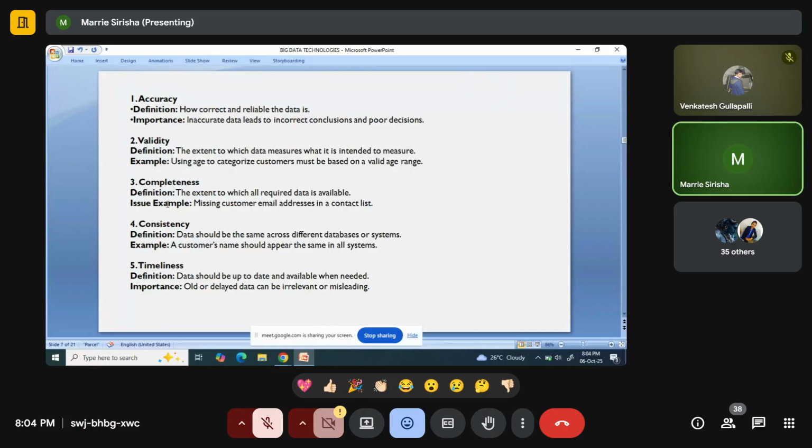And next one is consistency. What is consistency? The data is the same across different databases or systems.